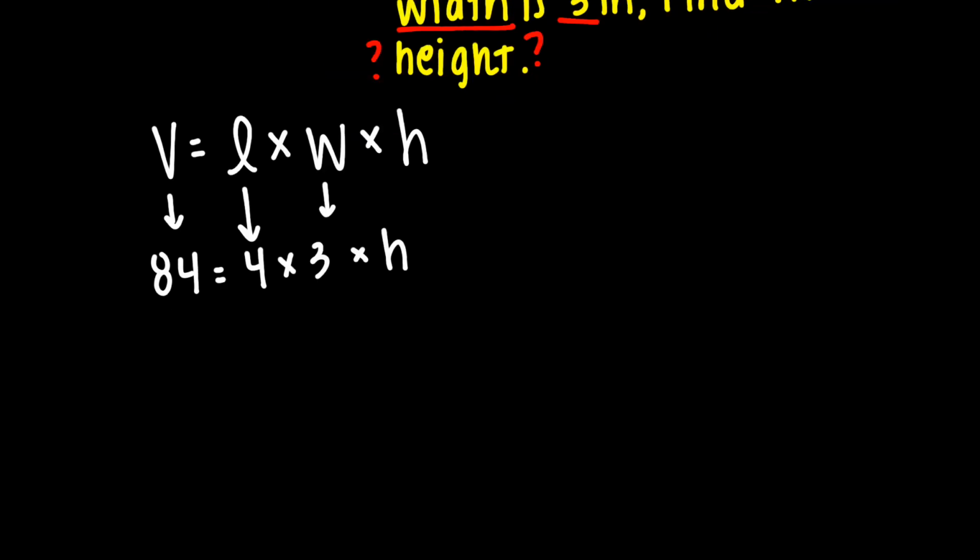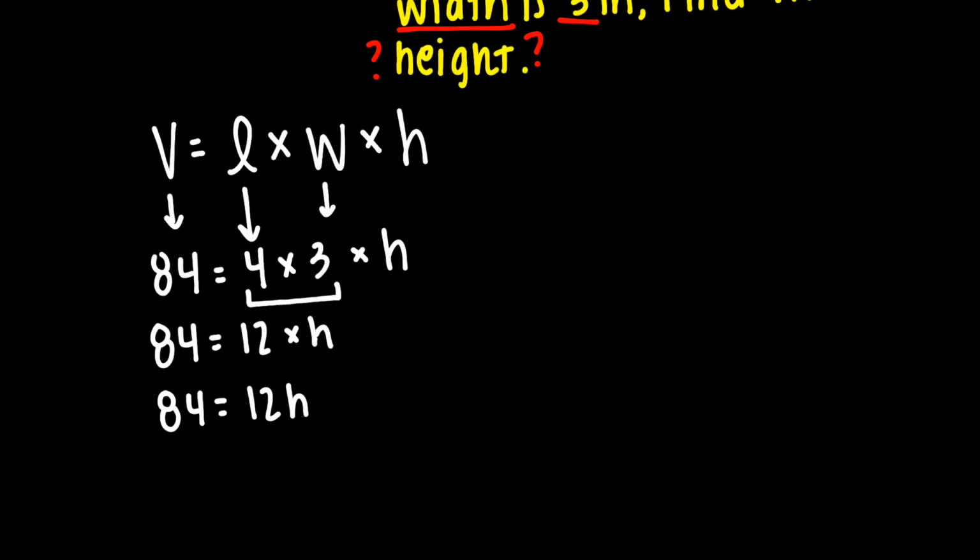So now we're going to start simplifying stuff. We don't do anything to that 84, so we're just going to rewrite it. But I can do 4 times 3. And when I do that, I get 12 times h, but I'm going to write it as just 12h. Remember, when a number and a letter or two letters or two numbers are just stuck together, that means multiply.